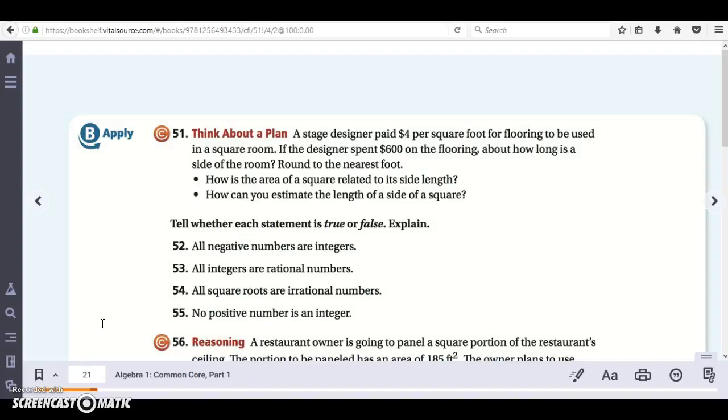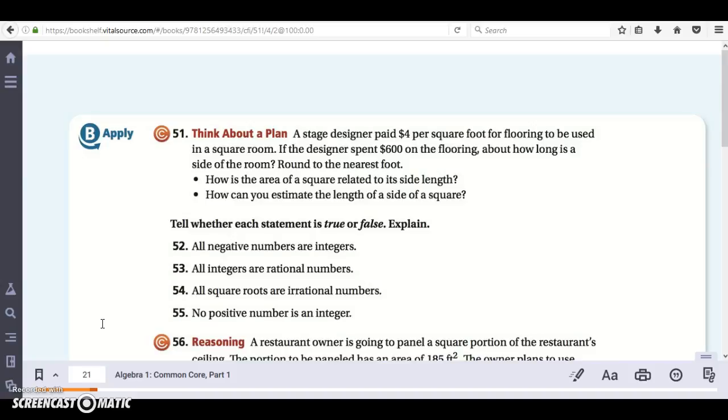Okay, let's take a look at problem 51. It says, think about a plan. A state designer paid $4 per square foot for flooring to be used in a square room. If the designer spent $600 on the flooring, about how long does the side of the room round to the nearest foot? Okay, so it helps us to think about this plan.